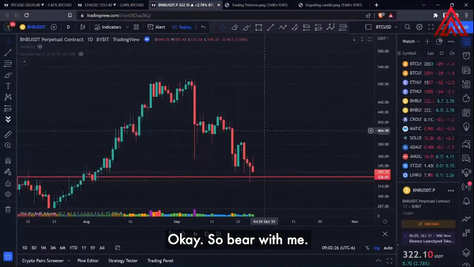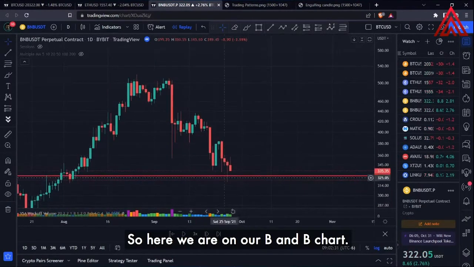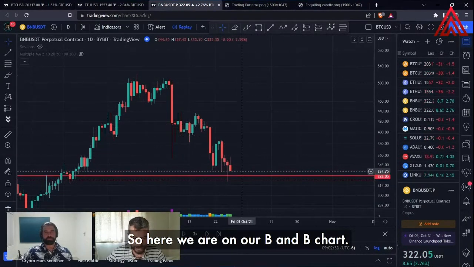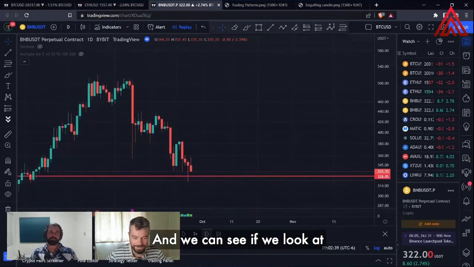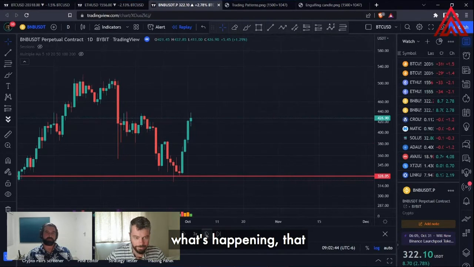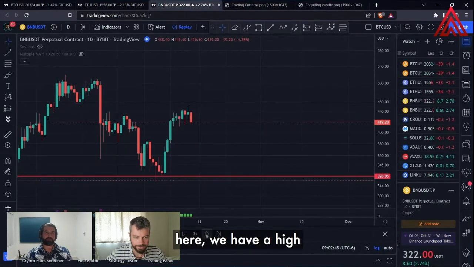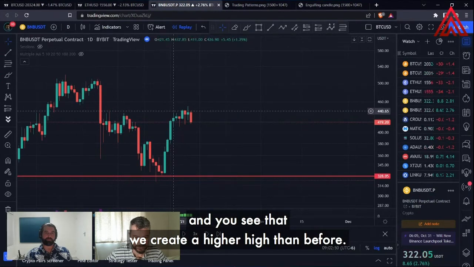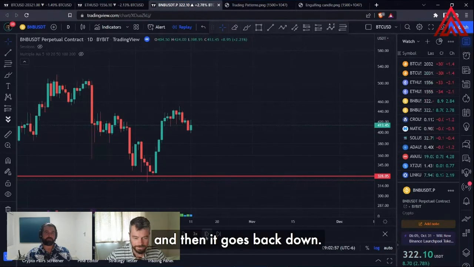Okay, so bear with me. Let's do it together. So here we are on our BNB chart. I went back all the way to September 21, so pretty much a year ago. Okay, and if we look at what's happening, here we have a high, and you see that we create a higher high than before. So we have to keep that in mind. Okay, then it goes back down.